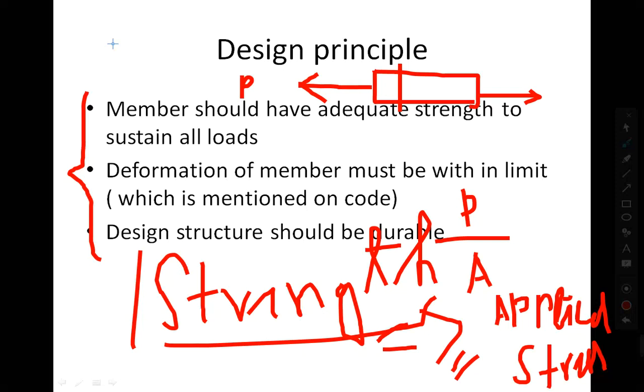The strength should be checked, and you choose the section, as well as the material, as well as the amount of reinforcement, in such a way that strength should be more than applied stress.